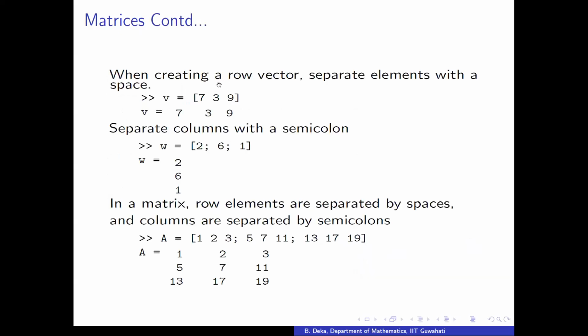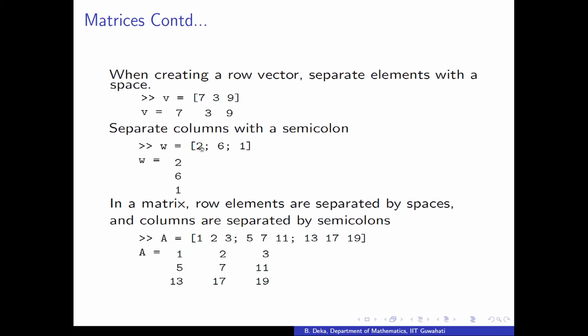So suppose I want to create a row vector, that means only a row matrix, meaning 7, 3, 9. Say V equal to 7 3 9. So simply you write down V equals bracket 7 3 9. And suppose I want to write down a column matrix, say a 3 by 1 column matrix.